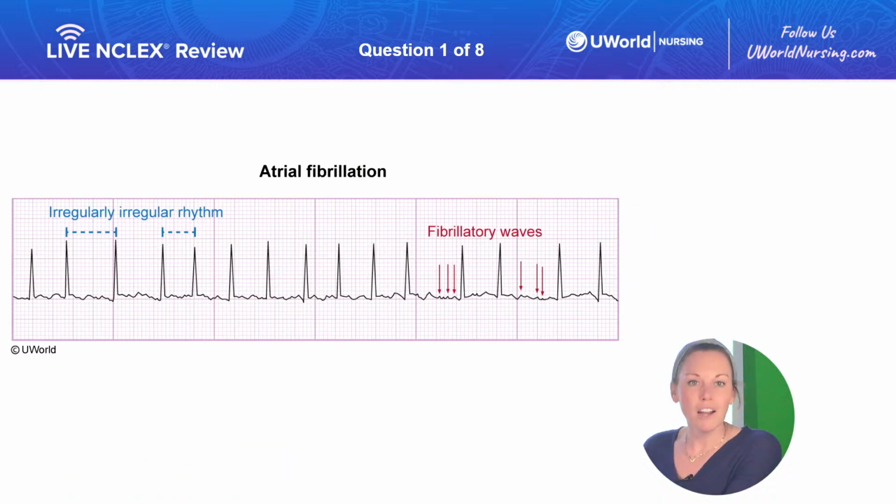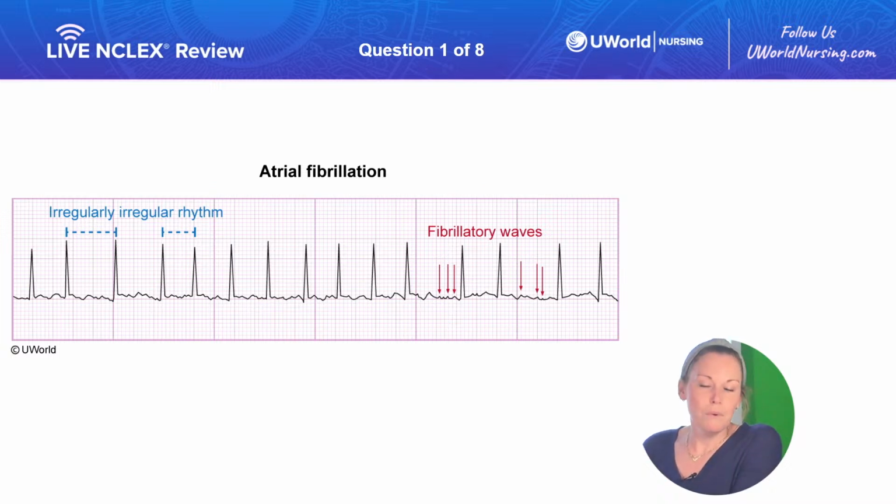So our correct answer on this one is going to be option 1, atrial fibrillation. We're going to walk through what we're seeing on the strip here and what happens with atrial fibrillation so we know how to identify it moving forward. Okay, so again, what we saw here is AFib, atrial fibrillation.